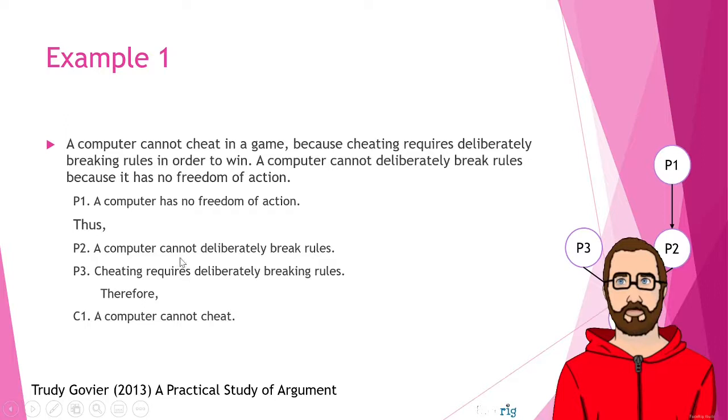The P2, a computer cannot deliberately break the rules: somebody might not think that this is the case on its own, and that's why you need P1, which tells you that a computer has no freedom of action, so that you can make the case that deliberately breaking the rules requires freedom of action. So that's why you need P1 to argue for P2, and then you need P2 and P3 together so you can get to your conclusion, which is C1.